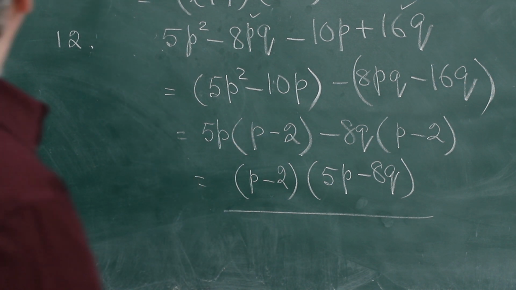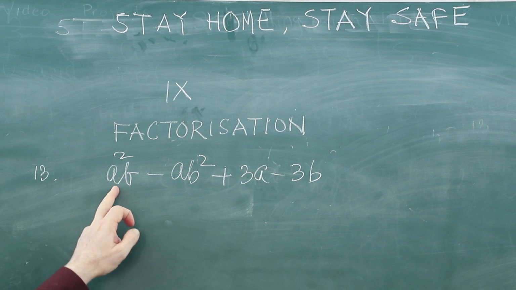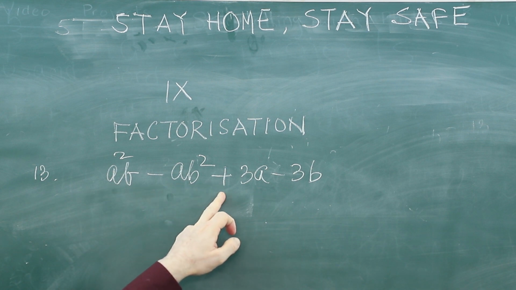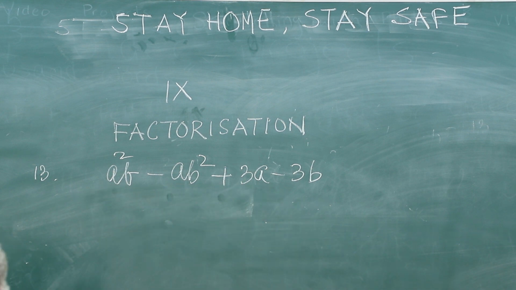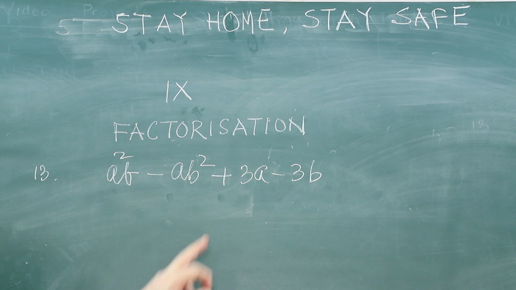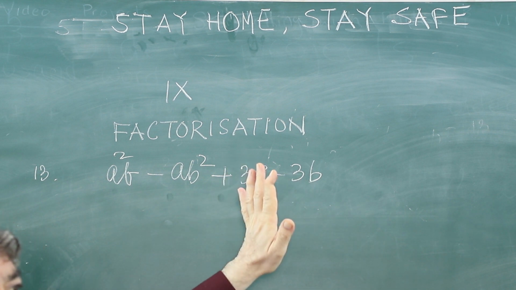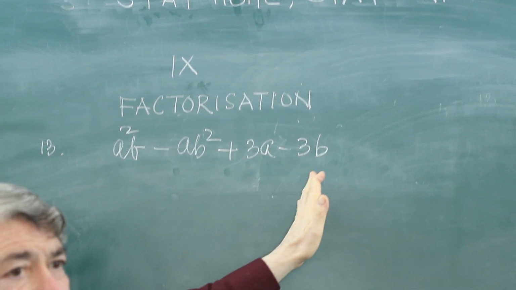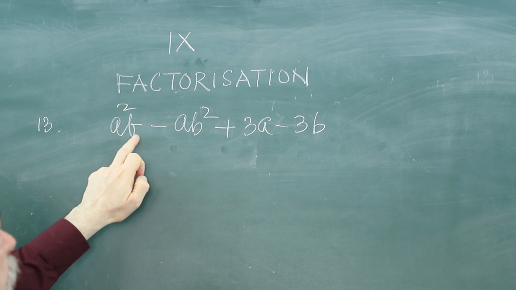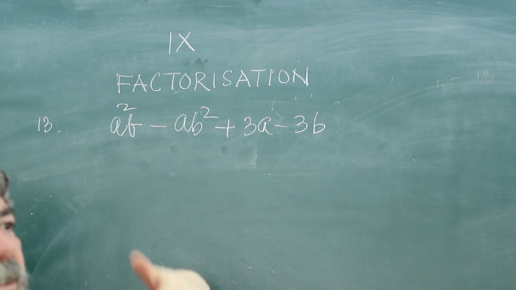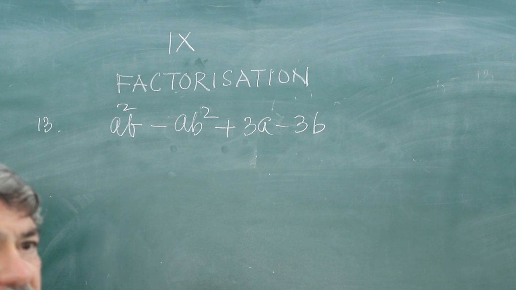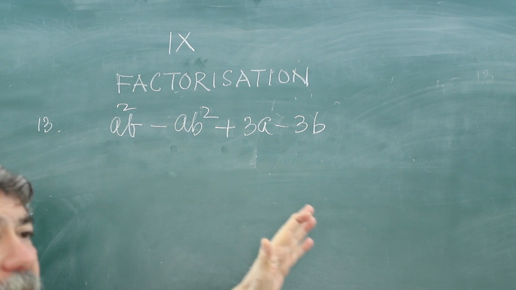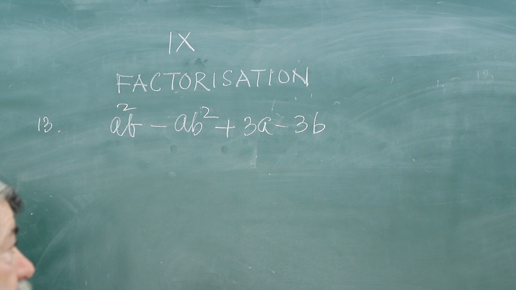Now let us see question number 13. A square b minus ab square plus 3a minus 3b. Again we are going to make pairs, and making pairs will depend upon your practice. As I can see it here, out of 3a and 3b I can take 3 common, so I will be left with a minus b. Here out of a square b and ab square, if I take ab common, I will be left with a minus b inside the bracket. And then in the next step I can take a minus b common.